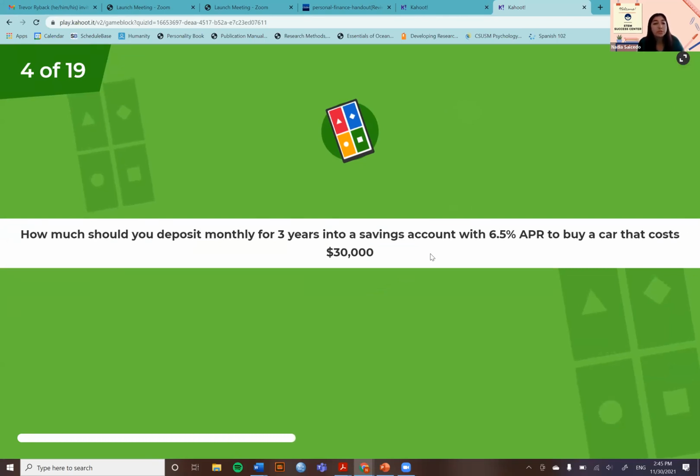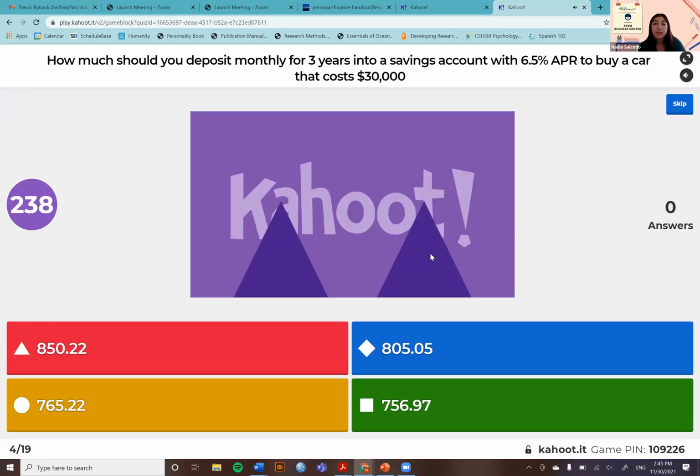Okay, how much should you deposit monthly for 3 years into a savings account with 6.5% APR to buy a car that costs $30,000? So think about that. How much should you deposit?